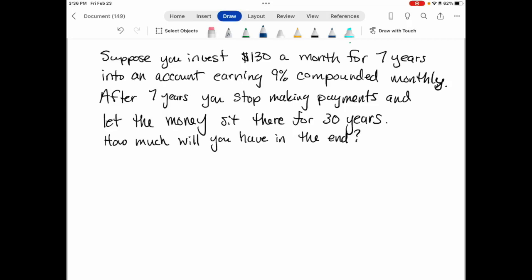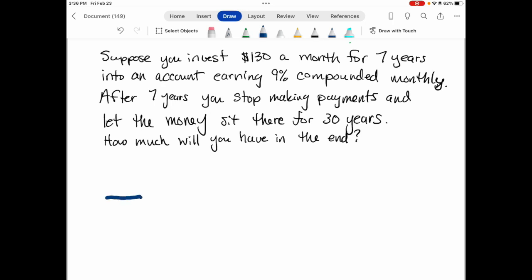Suppose you invest $130 a month for 7 years into an account earning 9% compounded monthly. After 7 years, you stop making payments and let the money just sit there and grow for 30 years. How much will you have at the end?